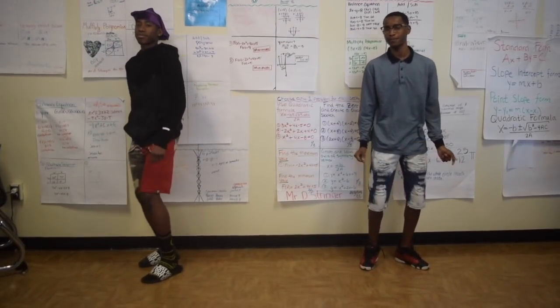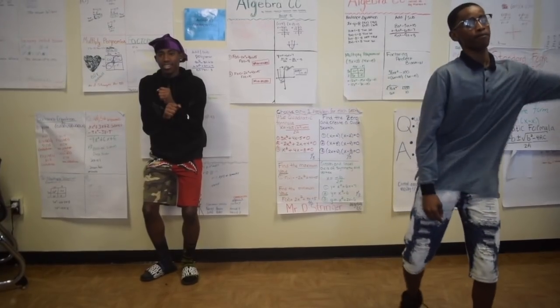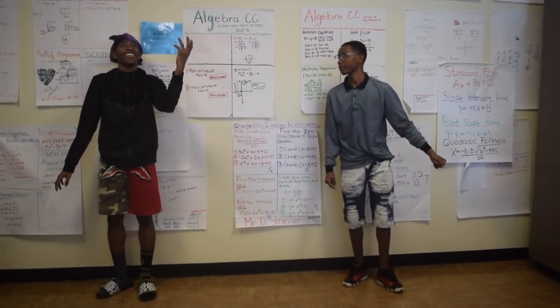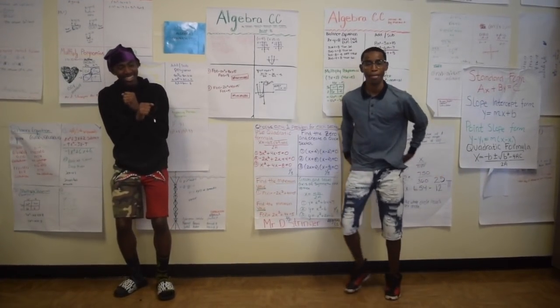Working in the back, solve it once, that's a fact. Solving back to back, now it's easy, that's a fact. Y equals mx plus b, slope on the set, think on that.